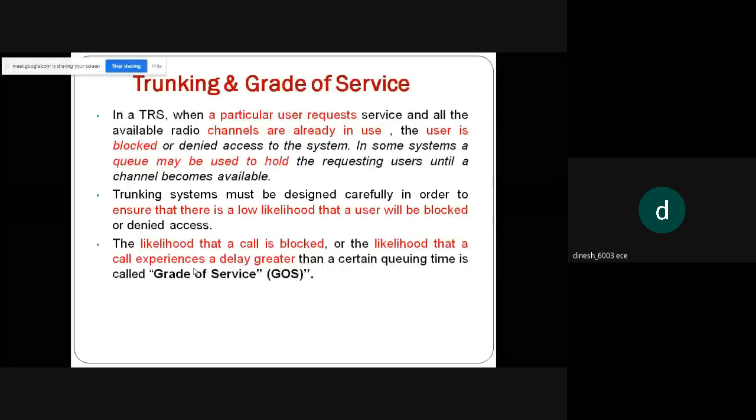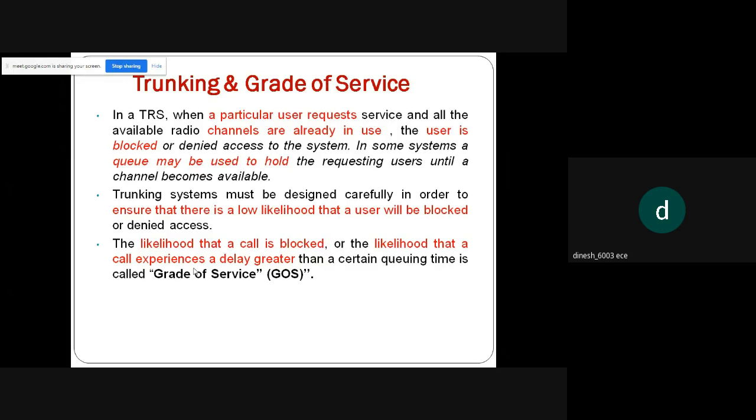Why? Because each and every customer or user is paying his own bills. He pays for everything that he is purchasing. So the TRS system should ensure that there is a very low probability of blocking or denial of access. Or else, if there is a higher probability, the user will leave that network and go for another network. Okay. So the likelihood that a call is blocked, or the likelihood that a call experiences a delay greater than a certain queuing time, we call it the grade of service.